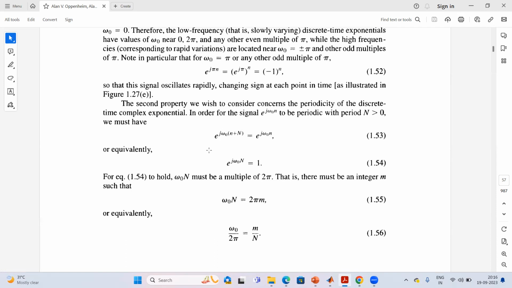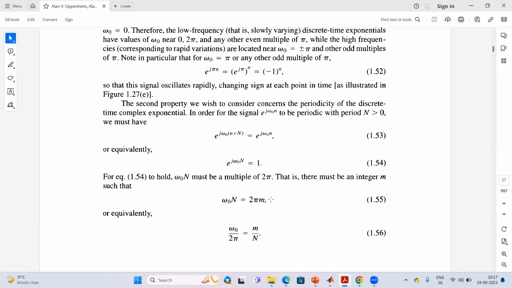That leads to e to the power j omega naught multiplied by capital N should be equal to 1. If you follow this condition, then it is mathematically equivalent to this other condition: omega naught multiplied by the capital N should be equal to 2 pi multiplied by small m, where small m is an integer number. It can be 1, 2, 3, 4, anything. It can be any integer value.